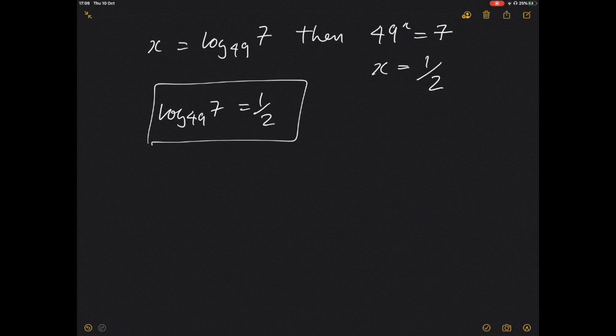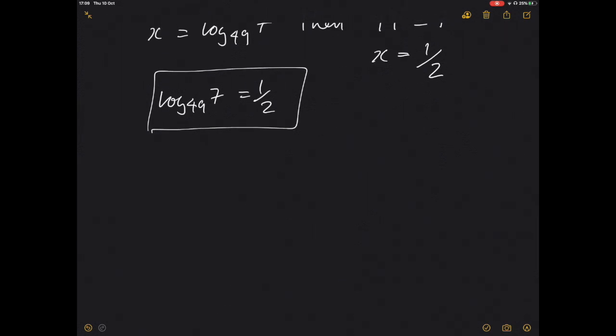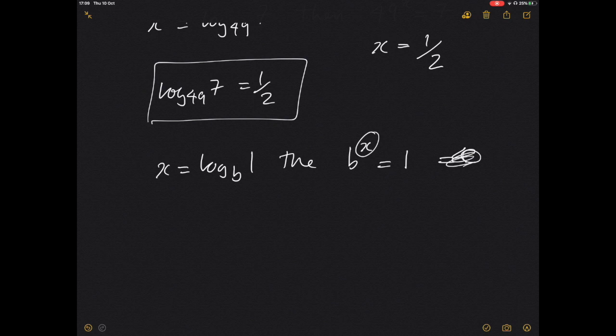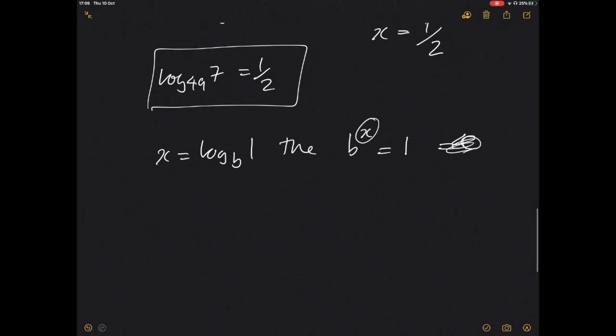But what happens if we have a particular base, maybe like x equals log base b of 1? Then we can say that b to the x equals 1, and we know that anything to the power of 0 equals 1, so the answer has to be 0. So to any base, the logarithm of 1 is 0, and that would be our answer. So x would equal 0. Okay.